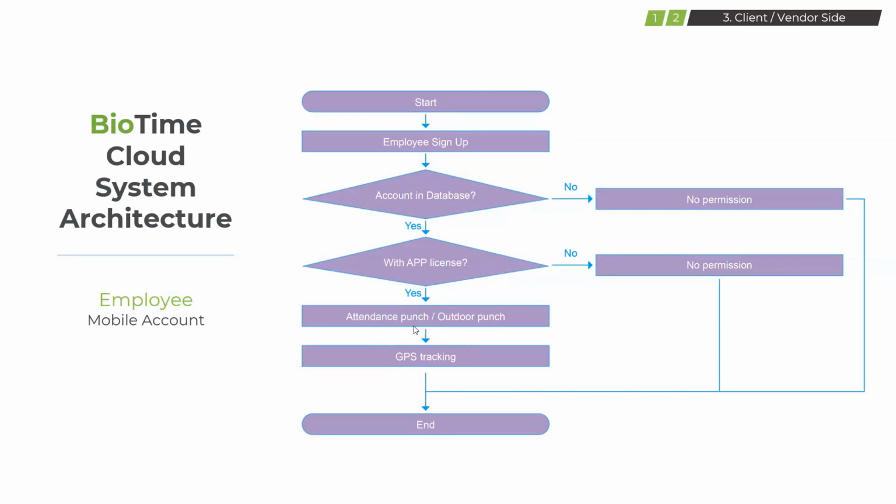Once they do attendance and outdoor punch, the real-time current location is tracked by the application and sent to the web, where HR and administrators in turn can see the employees' real-time location from where they have punched. Also, they can set a geofence for the employees, so that only within a particular range will they be able to punch. That is the meaning of GPS tracking and geofence location. So that is an employee mobile account.